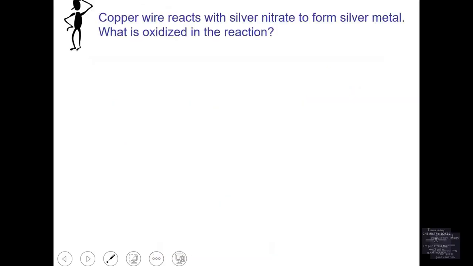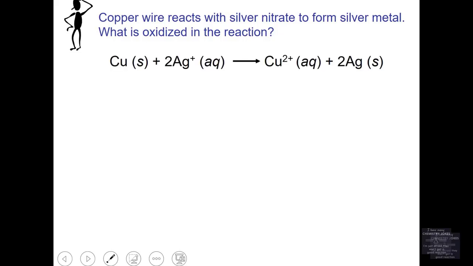Here's a sentence that describes a redox reaction. Copper wire reacts with silver nitrate to form silver metal. What's oxidized? So first, you need to come up with a balanced equation. Copper wire, that's copper solid, with silver nitrate, Ag+ is the important part, the oxidation reduction part. It will form silver metal. So we've got silver metal over here. We're going to create the stable copper 2+ ion. Note that 2 silvers are needed to react with copper because silver has a +1 charge and copper has a +2. So to balance out the charges, you're going to need 2 silvers.